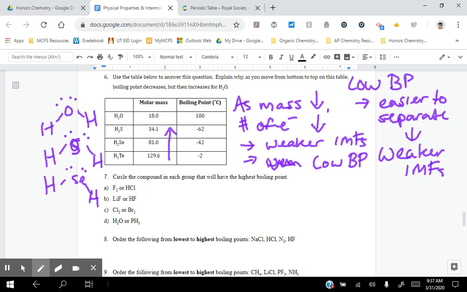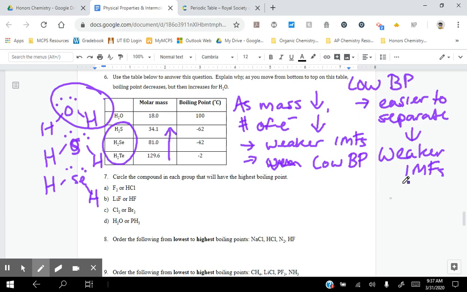Well, water is polar. It's got London dispersion forces, it has dipole-dipole forces, and it has hydrogen bonding forces. Hydrogen bonding forces are much stronger than dipole-dipole forces on their own. Whereas these three molecules only have polar bonds, or maybe even some nonpolar bonds, depending on the electronegativity differences. The OH bond is going to be very polar. It's going to be H bonded, and therefore it's going to require more energy to separate.